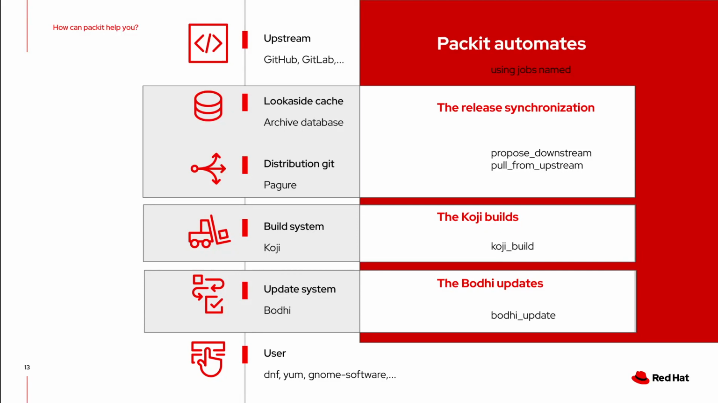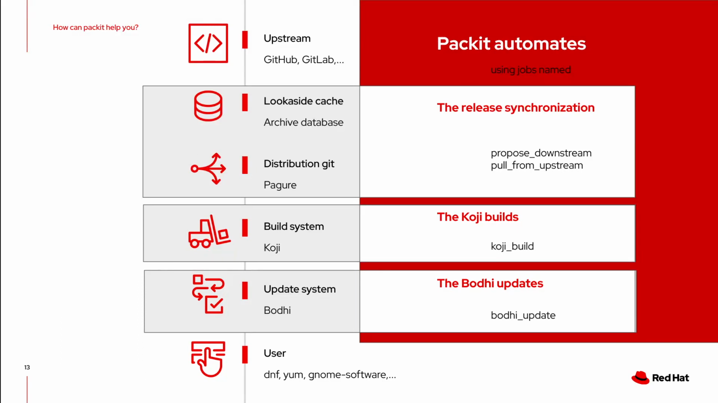If you are satisfied with the pull request created by Packit and you merge it, Packit can automatically trigger a Koji build for you. To trigger Koji builds, you need to have a Koji build job in your Packit configuration.